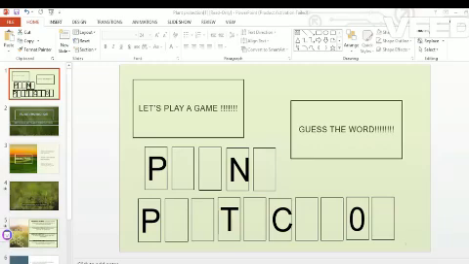I am good. So today we are doing a new topic and we will play a game to introduce the topic. So you can guess the letters to complete the word.